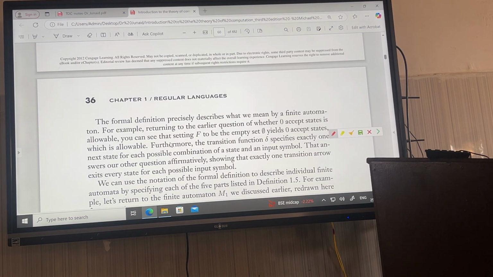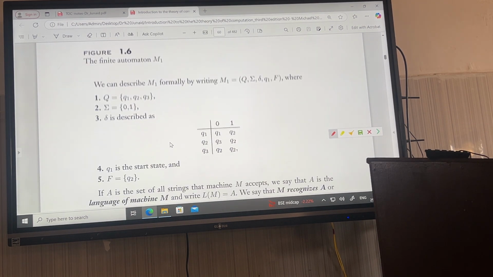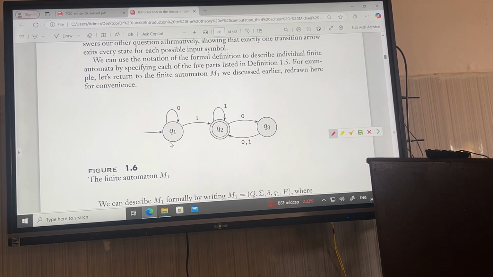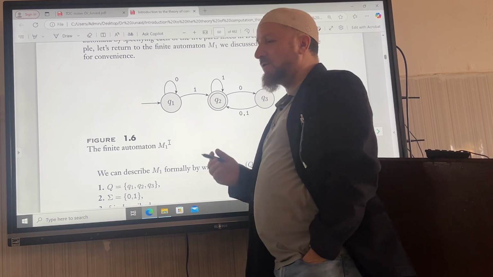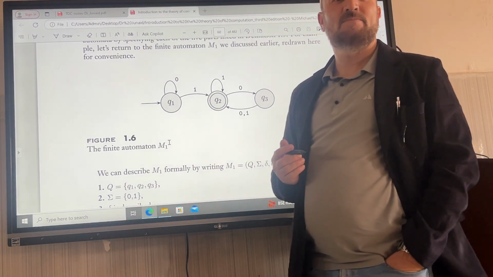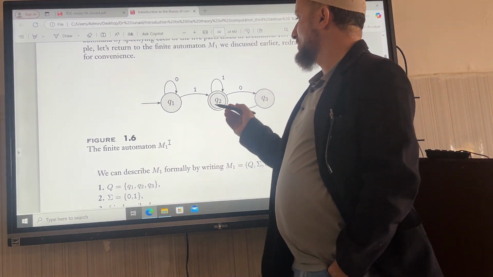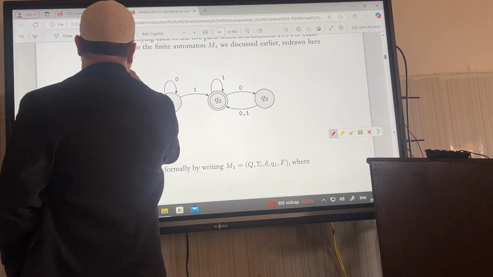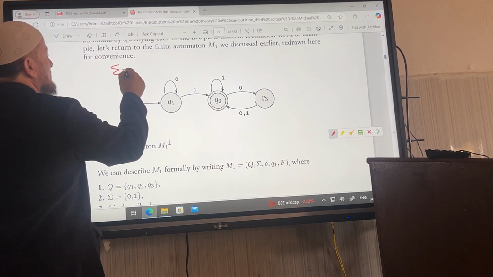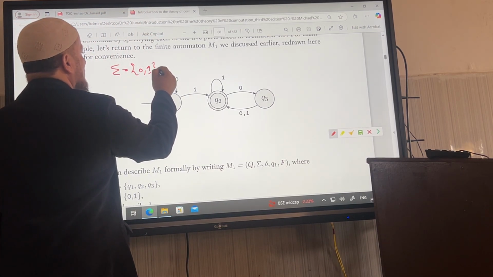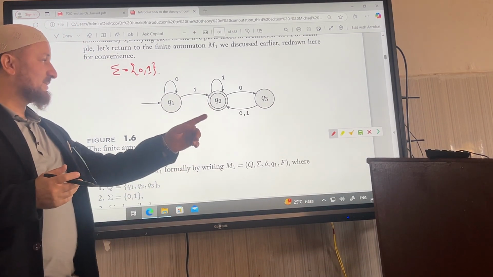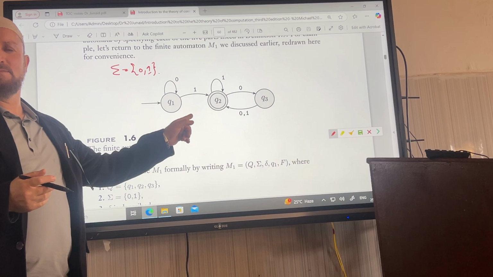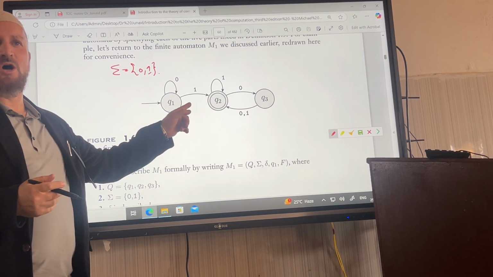Now, last time we were discussing this thing, right? So what is the language of this state diagram? 0, 0, 1. No, that's not the language. That is the alphabet. Your alphabet is 0, 1. But what is the language? Language means what is accepted by this finite state machine, the automaton.